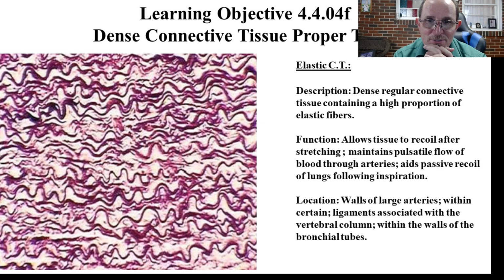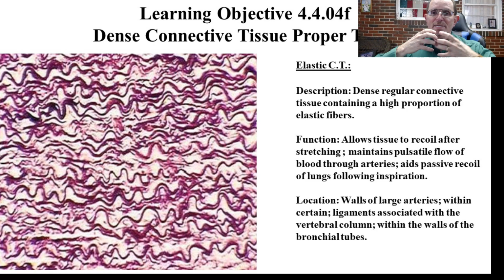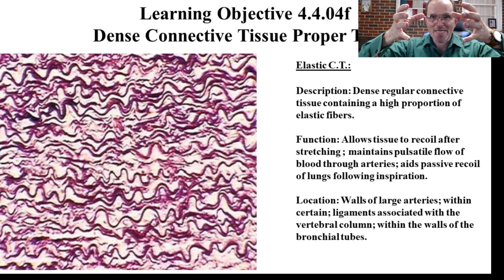Now, the reason I told you a minute ago that we're not going to define dense connective tissue by having fibers running in the same direction is because of the dense irregular connective tissues. These guys are going to allow things to stretch and then come back. The big artery that comes out of the heart, when the heart is actually squeezing, it's going to expand.